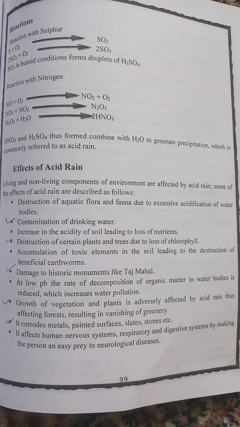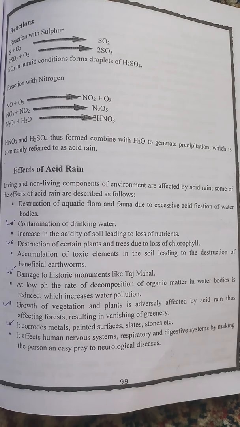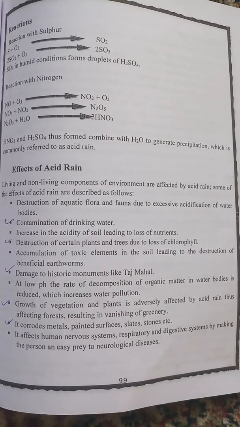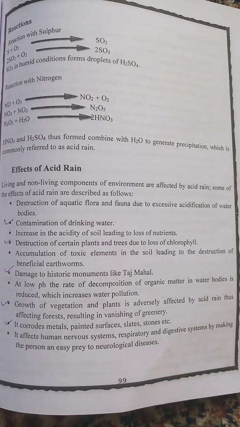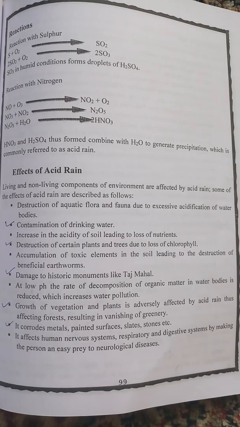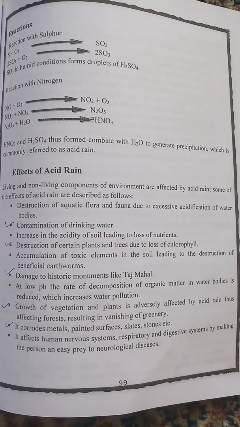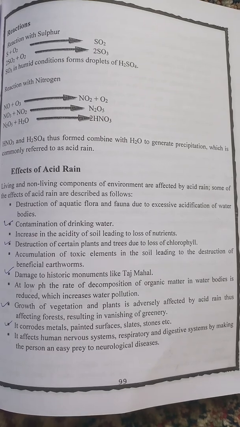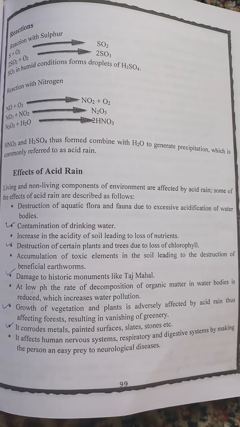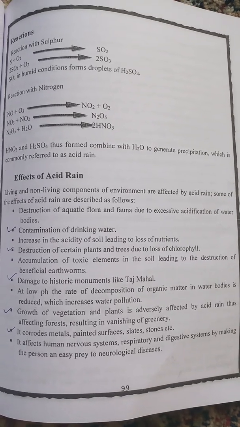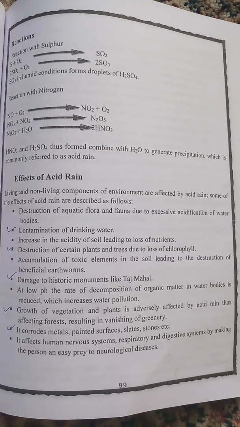It also causes damage to historical monuments like the Taj Mahal. Growth of vegetation and plants is adversely affected by acid rain. It affects the forests, ultimately resulting in the vanishing of greenery. It also corrodes metals, painted surfaces, slates, and stones.